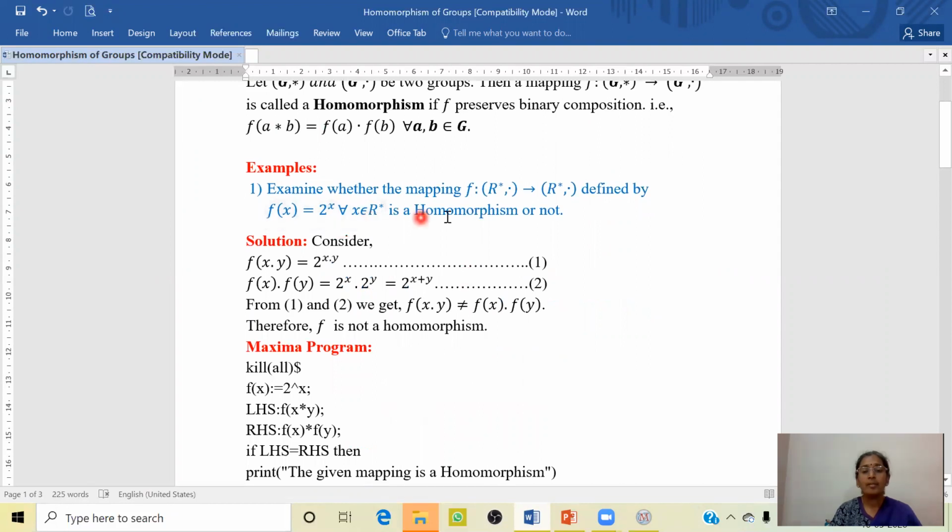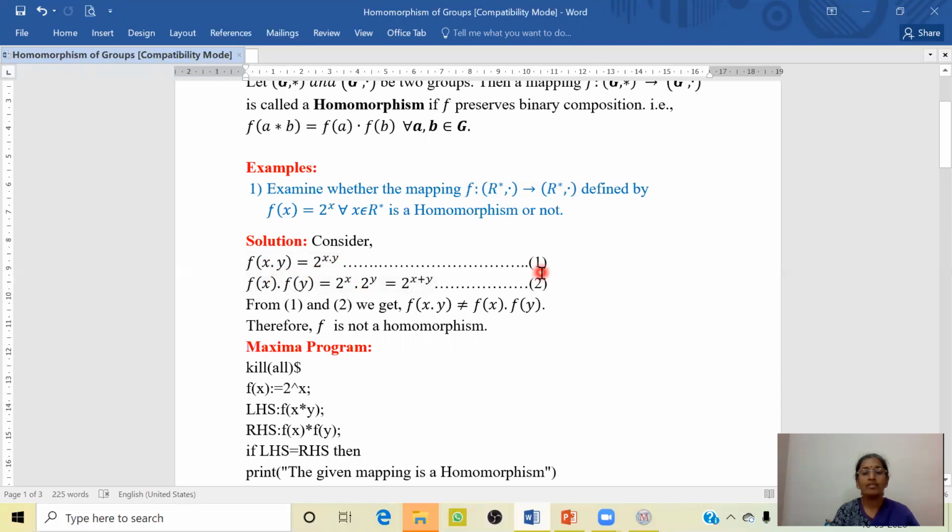Examine whether the mapping f from R* to R* defined by f(x) = 2^x for all x belonging to R* is a homomorphism or not. Here R* is the set of all non-zero real numbers and the binary composition here is dot, that is usual multiplication. So let us consider f(x · y), that is f(xy) is equal to 2^(xy).